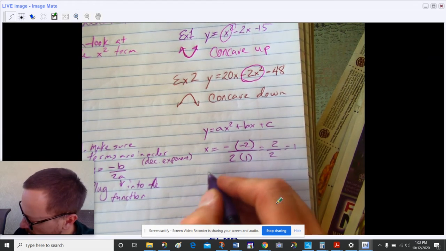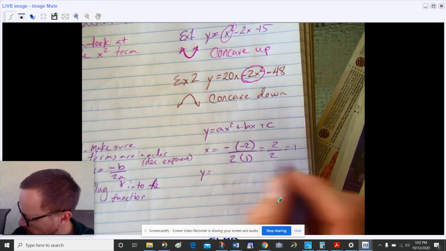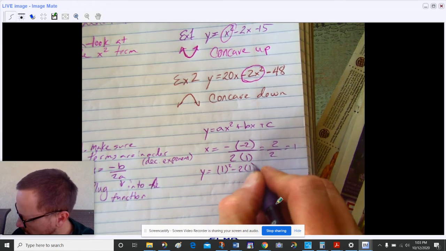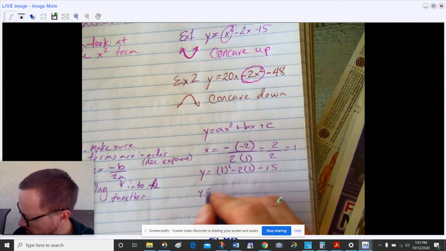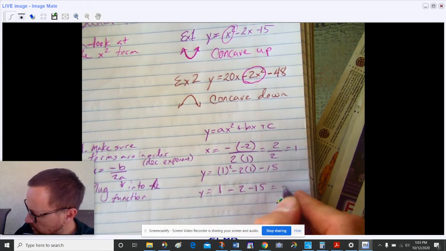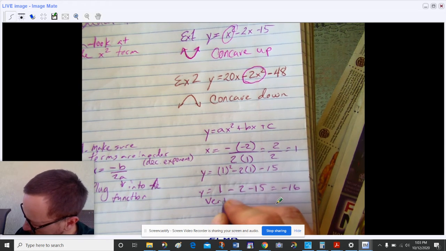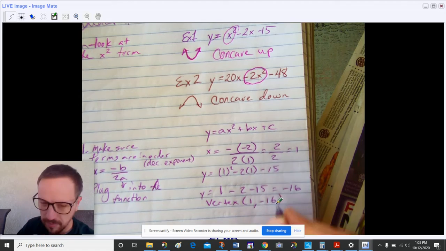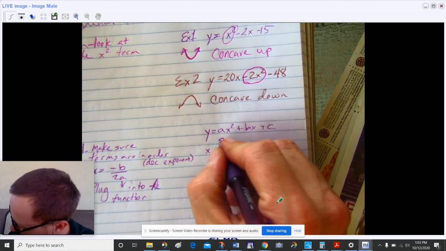And so then we're going to do y equals, and now we're going to put in that 1 everywhere. So 1 squared minus 2 times 1 minus 15. So then we have y equals 1 minus 2 minus 15, which comes out to negative 16. So our vertex is 1 comma negative 16. That would be our vertex for example 1.